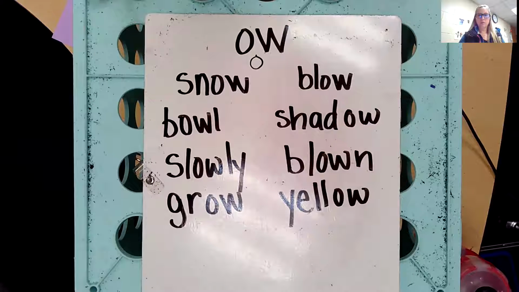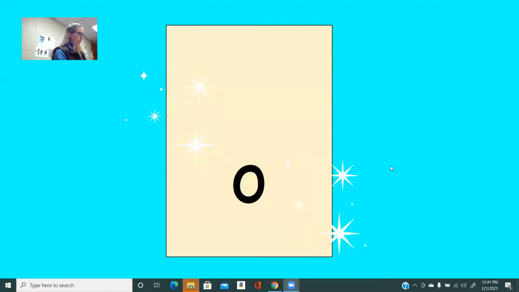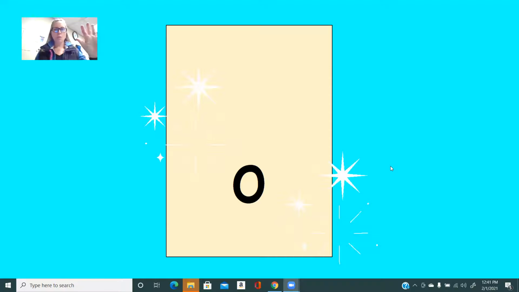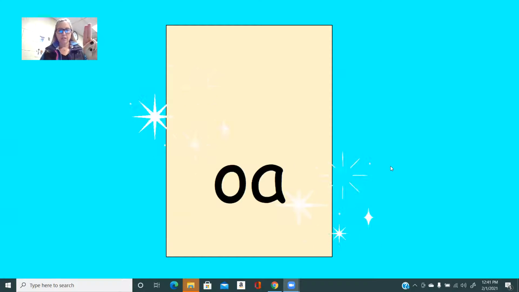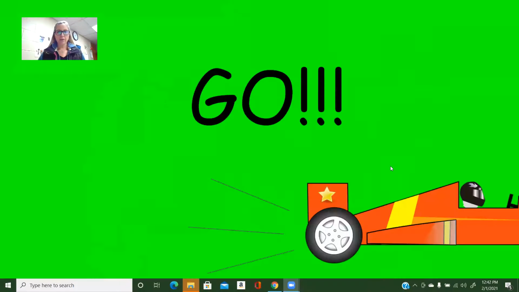All right, so let's take a look at the patterns that we've been working on. Our new concepts that we've been working on today were the open syllable for O. Open syllable, hand shape, O. Vowel team, OA says O. Vowel team, OE says O. Vowel team, OW says O. All right, let's put this together into our blending board.